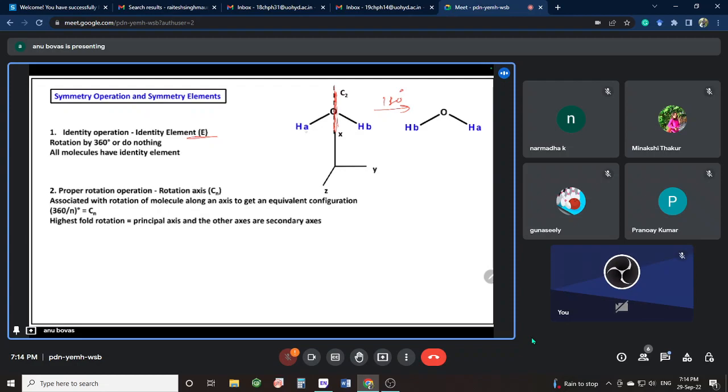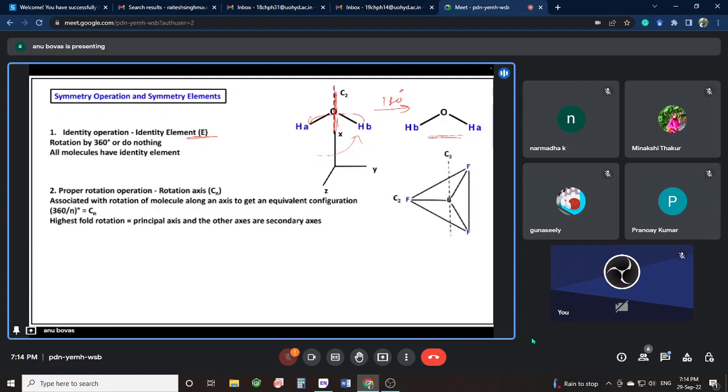HA will come here and HB will come here. Both hydrogen atoms are the same. This is just labeled so that we can understand how the rotation is happening. So we are rotating the water molecule along the axis through oxygen, and we are getting an indistinguishable, same structure. So in this case, water is said to have a C2 rotation axis.